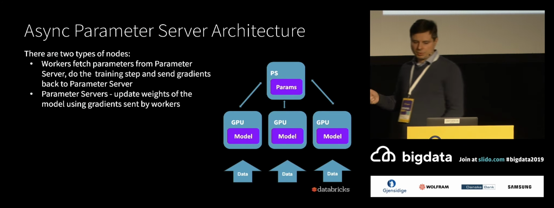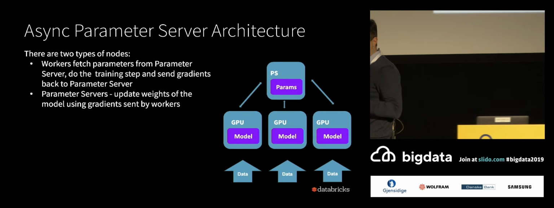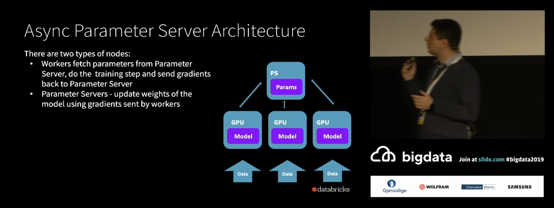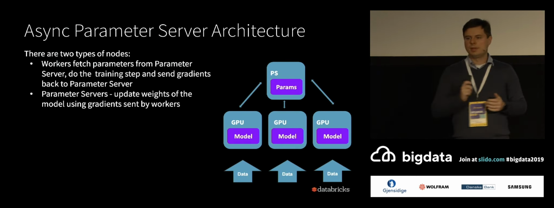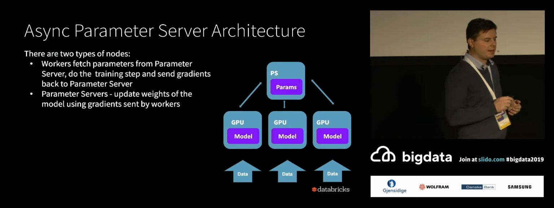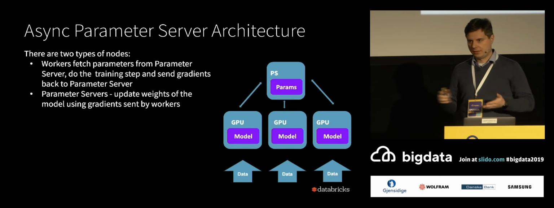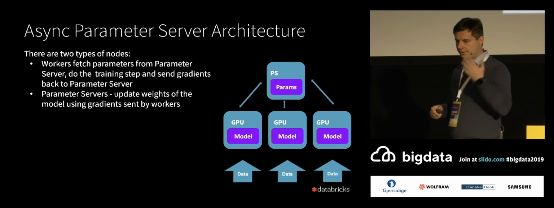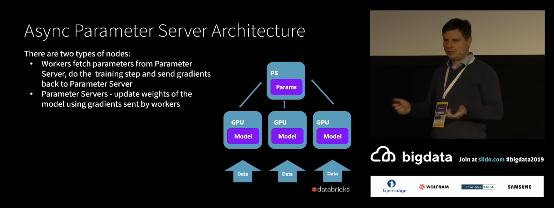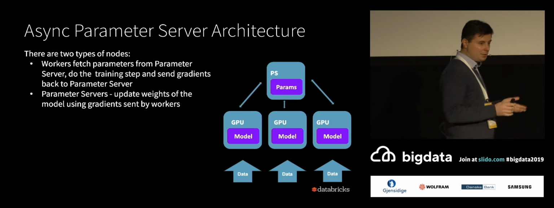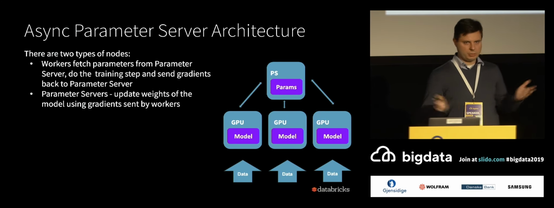One of the approaches for that is to use an asynchronous parameter server. How this works: we have two types of nodes. We have parameter server nodes that contain the model weights, so our parameters, and we have the real worker nodes that are doing the actual training. Of course, the worker nodes are equipped with GPUs. After the worker nodes do the training steps, they send the gradients to the parameter server, and then the parameter server can update the model. If you have just one parameter server, it will become a bottleneck from the very beginning.